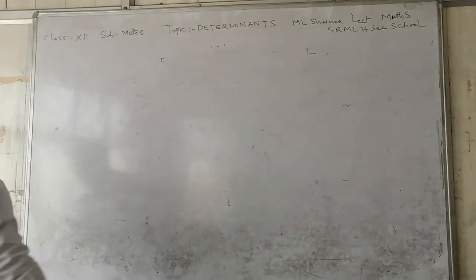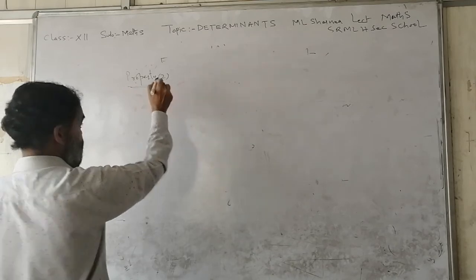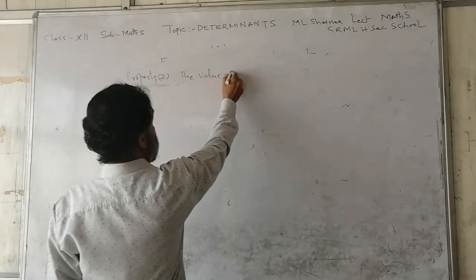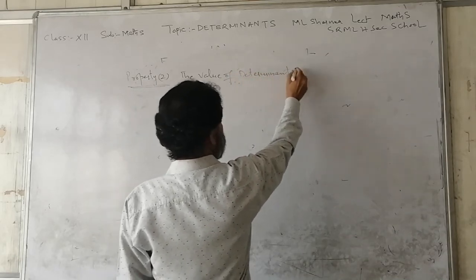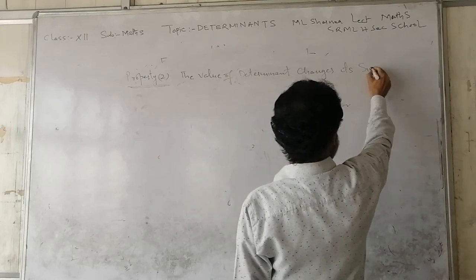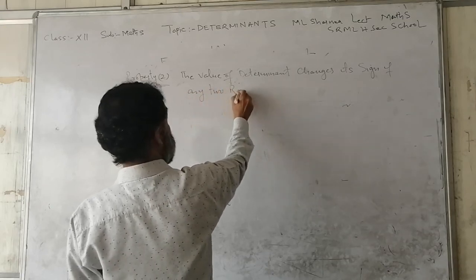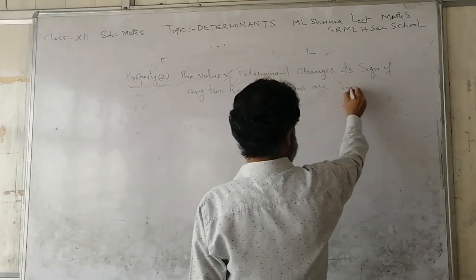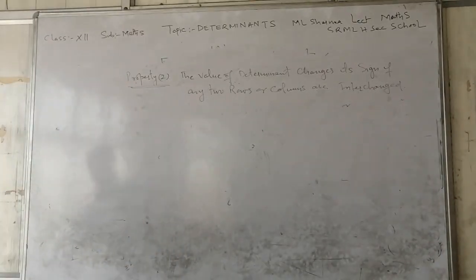Then there is another property, the second property. This property says the value of a determinant changes its sign if any two rows or columns are interchanged. So again we can verify this property.